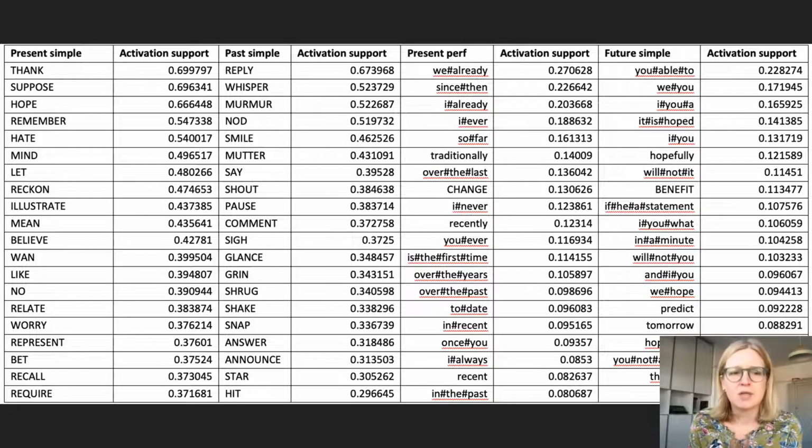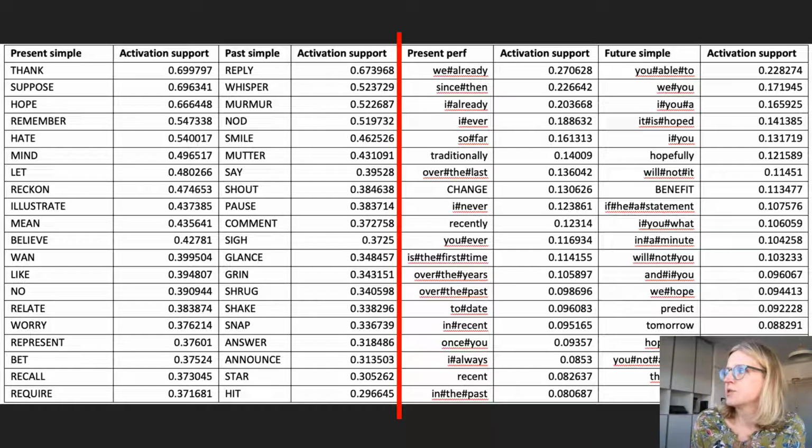Now, if you just eyeball this table here, you immediately discover this clear split. The present simple and the past simple on the left-hand side are strongly supported by the lexical items on which they are encoded themselves. So there are verbs that themselves are very strongly associated with present simple, such as thank, suppose, hope, remember, and there are verbs that are strongly associated with the past simple, such as he replied, he whispered, he murmured, she nodded, she smiled, etc.